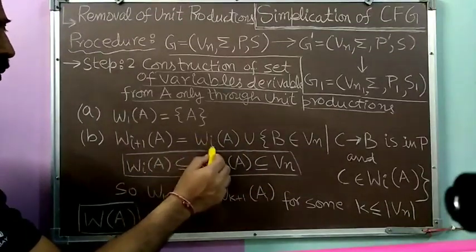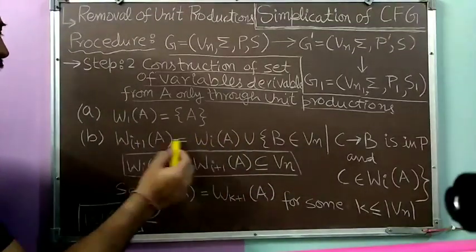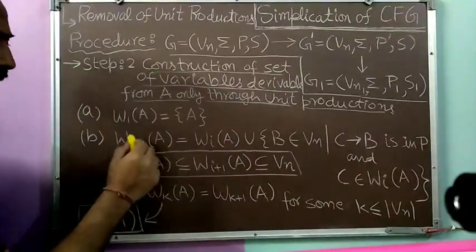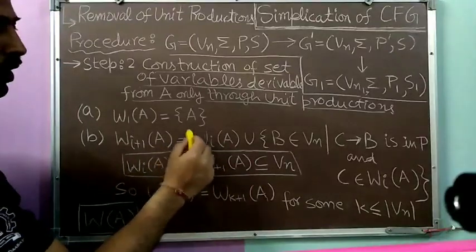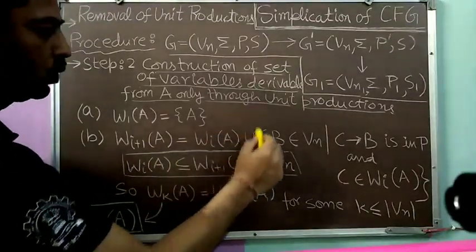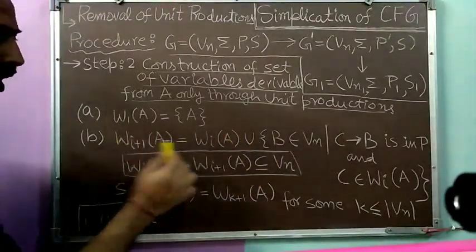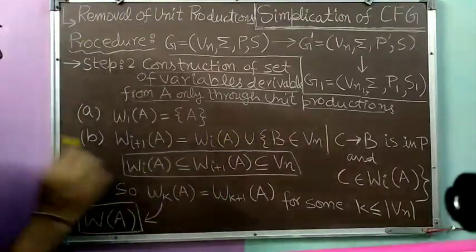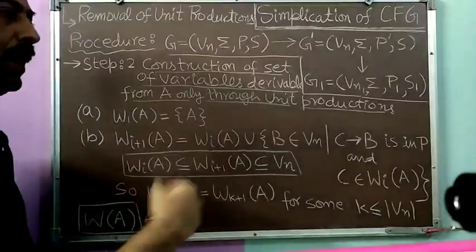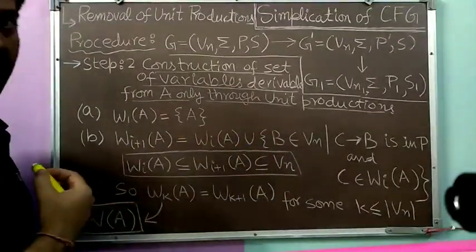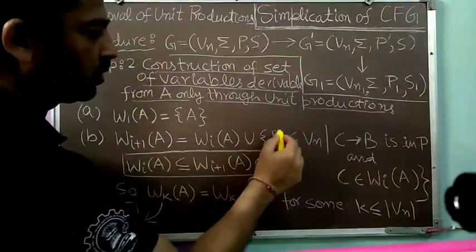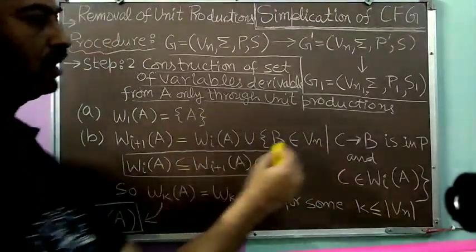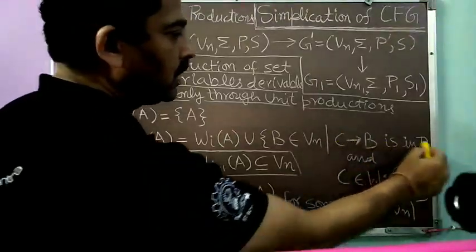So if we have W1 of A with us, we can find W2 of A with the help of this W1 of A. Wi plus 1 of A is equal to Wi of A union, meaning in Wi plus 1 of A, all the variables present in Wi of A will also be present here. And additionally, we will include some additional variables. What will those additional variables be? They will be all variables B belonging to Vn such that C to B is in P.